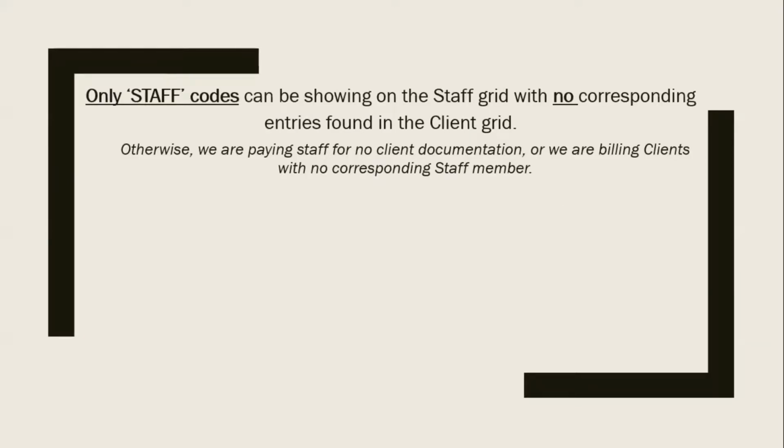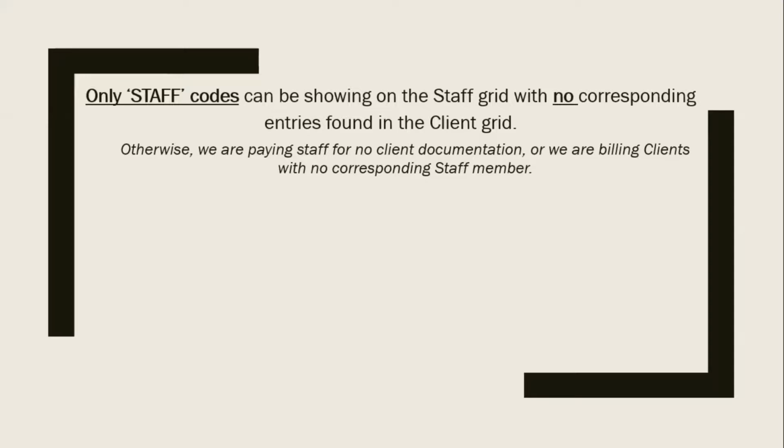Commandment number 3 basically says that only staff codes can be shown on the staff grid, which again is the top half of the map, with no corresponding entries found directly below it on the client grid. Otherwise, my subnote says, we're paying you for no client documentation, or we're billing clients with no corresponding staff members. Both of those are big red flags.